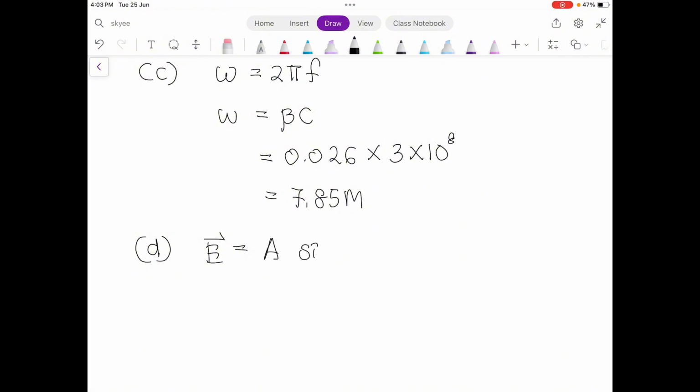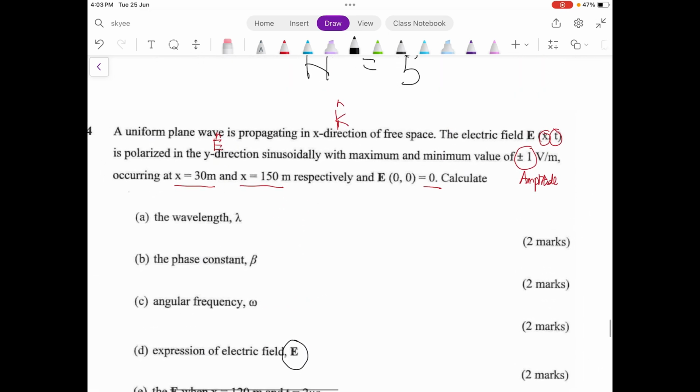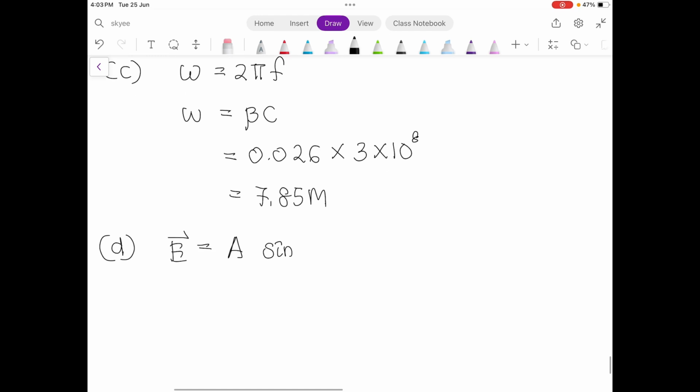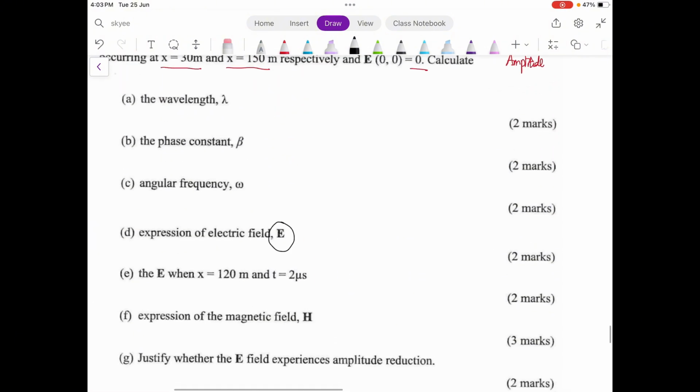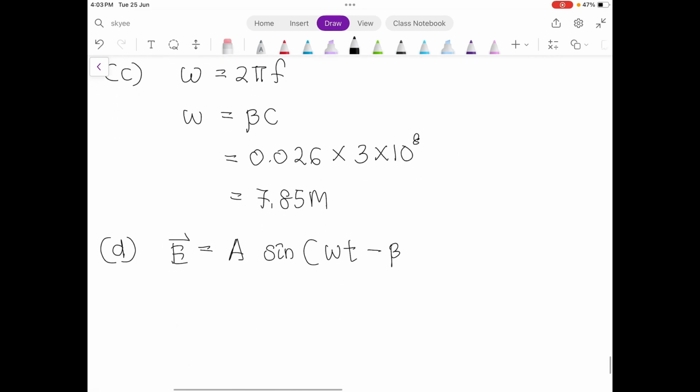So you can write whether it is sine or cos, because it's not specified in the question. You can put sine or you can put cos. So you will have omega t. And from the question we know that k is in the x direction, so you will have negative x. And the direction of the electric field is y. This is the information from the question.